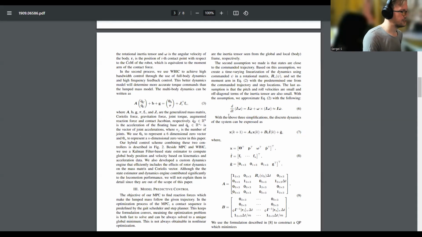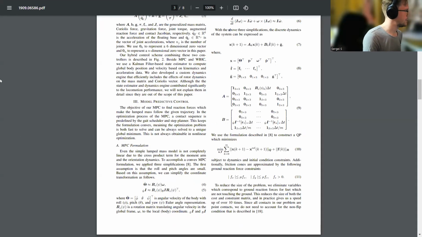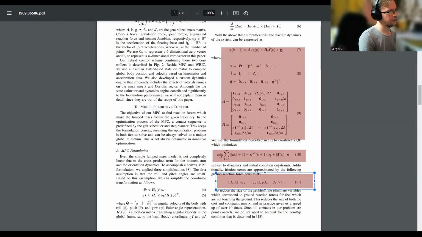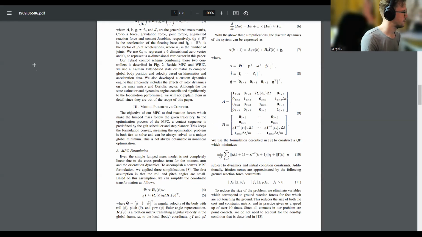And here is their discrete dynamics. We saw it on the slides. And this whole thing we saw. This is the cost that we saw, and this is the friction cone constraints.